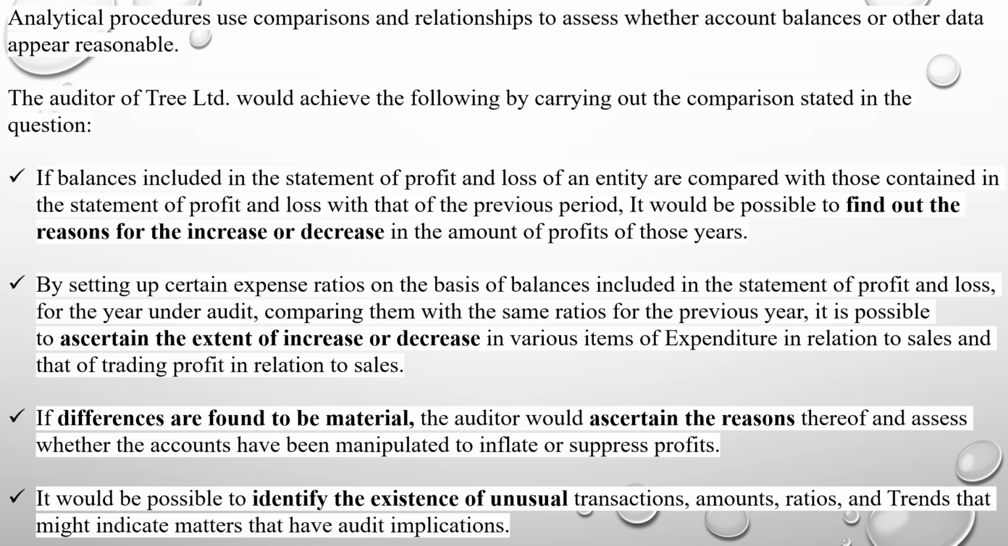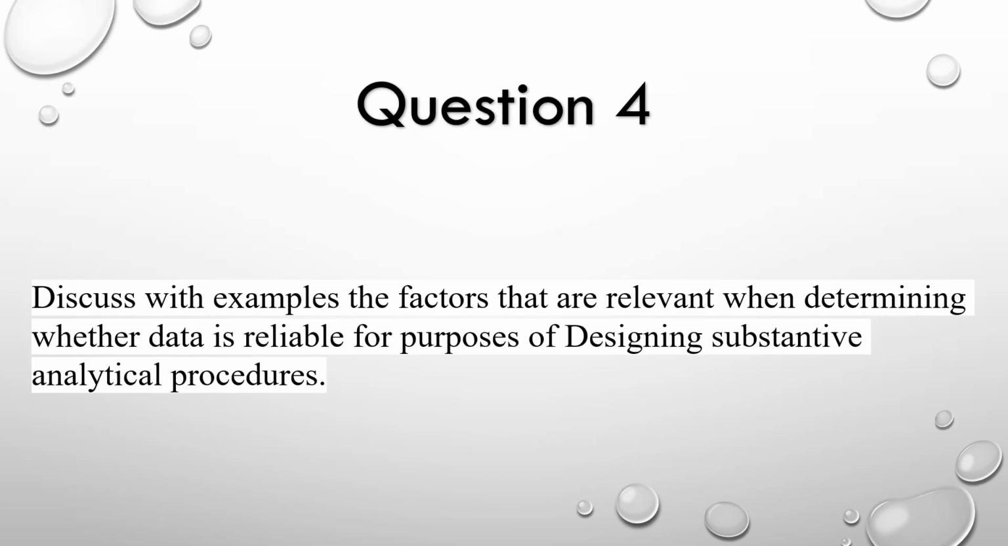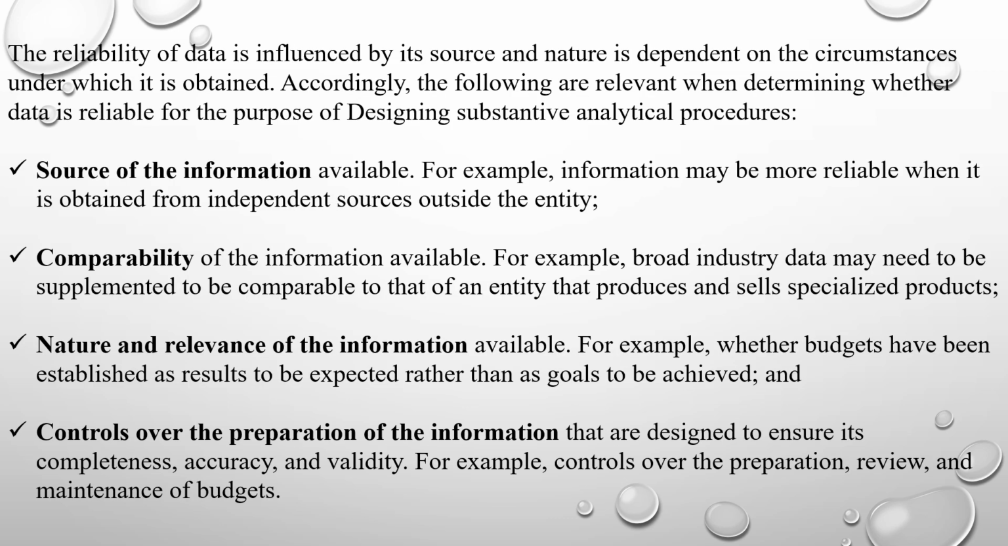have audit implications. Question number 4 is discuss with examples the factors that are relevant when determining whether data is reliable for purpose of designing substantive analytical procedures. The reliability of data is influenced by its source and nature and is dependent on the circumstances under which it is obtained. Factors that are relevant are first, source of information available. Information may be more reliable when it is obtained from independent sources outside the entity.